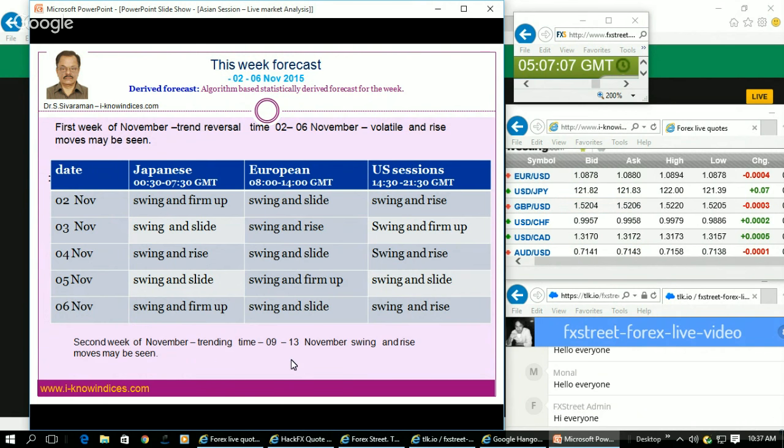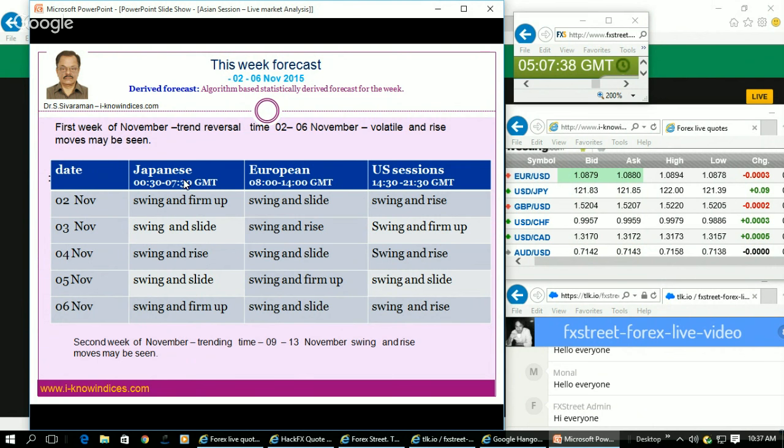So what is going to happen today? Today is Friday. A swing and firm up move is expected during the Japanese session, and then a swing and slide before the non-farm payroll is expected in the case of Euro and GBP. They could go close to the low, or probably make a brief downward stop, if needed below the psychological levels, and try to hit the stops before the non-farm payroll, which is going to be announced by 13:30 GMT.